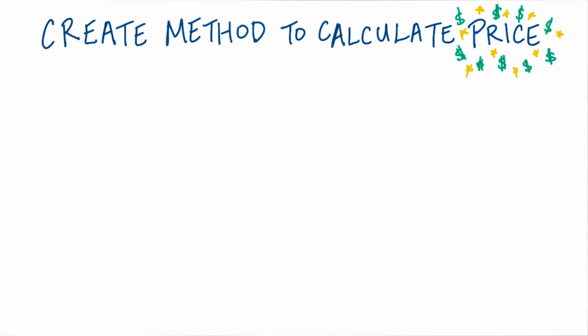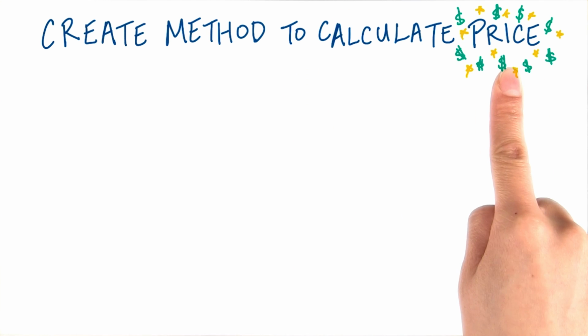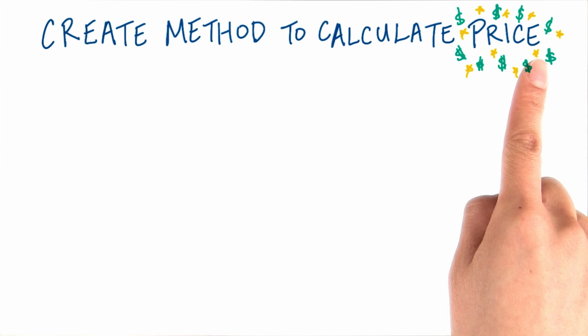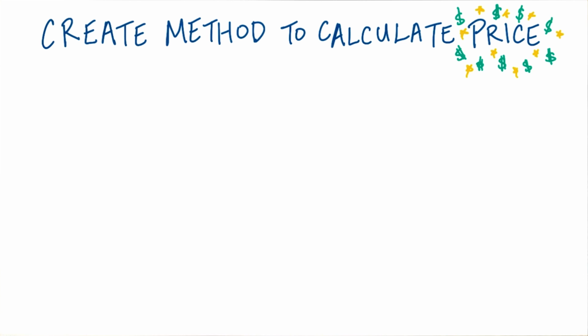We want to create a method to calculate the price of a coffee order. Currently, we calculate the price directly in the submit order method, but the logic to calculate the price is going to get a little more complicated, so let's move it into its own method. Then we can call it as many times as we want without copying and pasting the code everywhere.